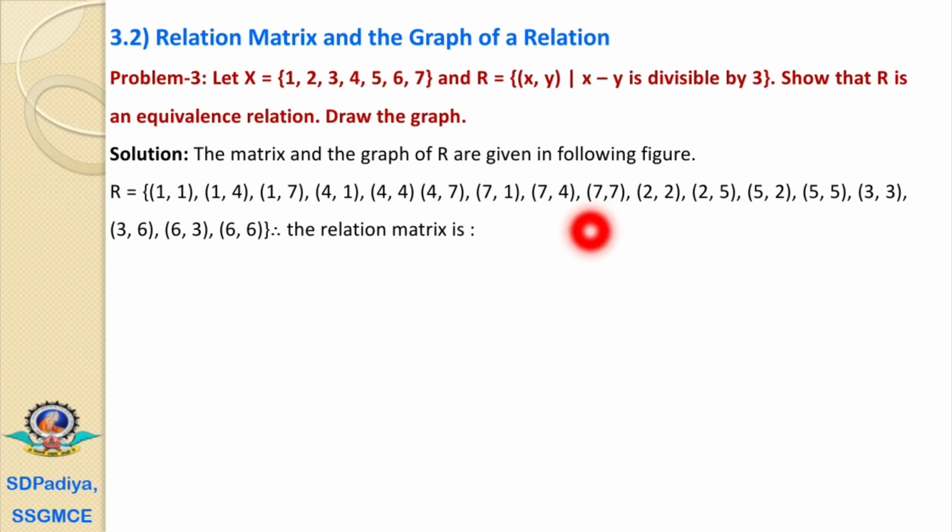You can check the remaining ones: (2, 2), (2, 5), (5, 2), (5, 5), (3, 3), (3, 6), (6, 3) and (6, 6).